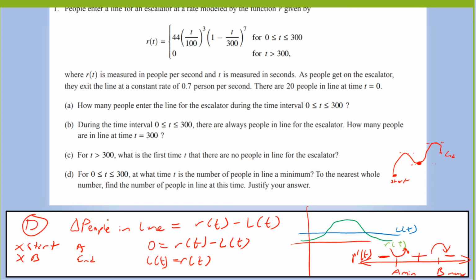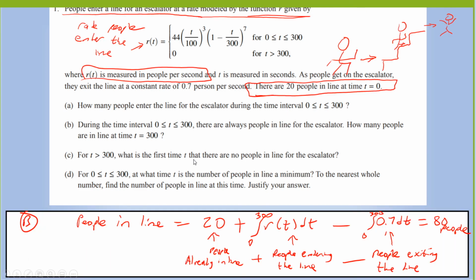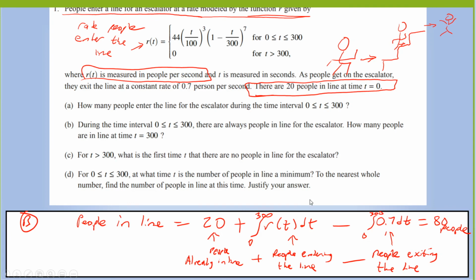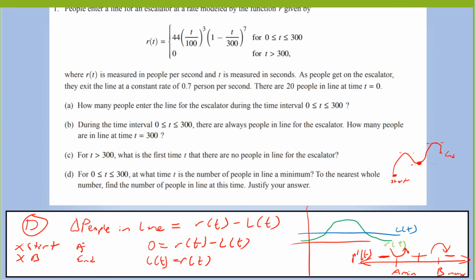The way that you would tell is by using integration. So we could integrate this function and figure out how many people total were in line at A or at the endpoint, which we actually already have a formula for. Total number of people in line at any time would be 20 plus the integral from 0 to t of RT minus the integral from 0 to t of 0.7 dt. So I'll do this analytically, and we'll calculate A. We already calculated the endpoint. We know that there's 80 people total at 300. So we'll calculate A.